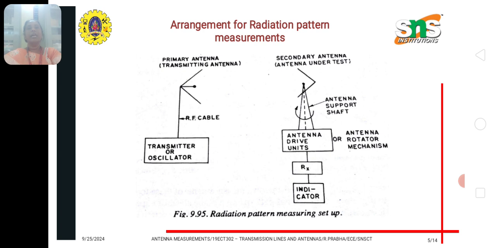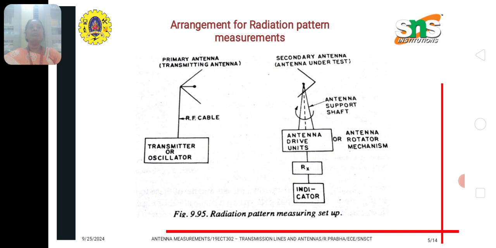This diagram shows the measurement setup of antenna radiation pattern measurement. On the left side, we have a transmitter or oscillator with an RF cable, and at the end of the RF cable we have a transmitting antenna, which is called the primary antenna. On the right hand side we have an indicator and also a receiver, antenna drive units, and a supporting shaft. On the supporting shaft, the secondary antenna, that is the antenna under test, is kept.